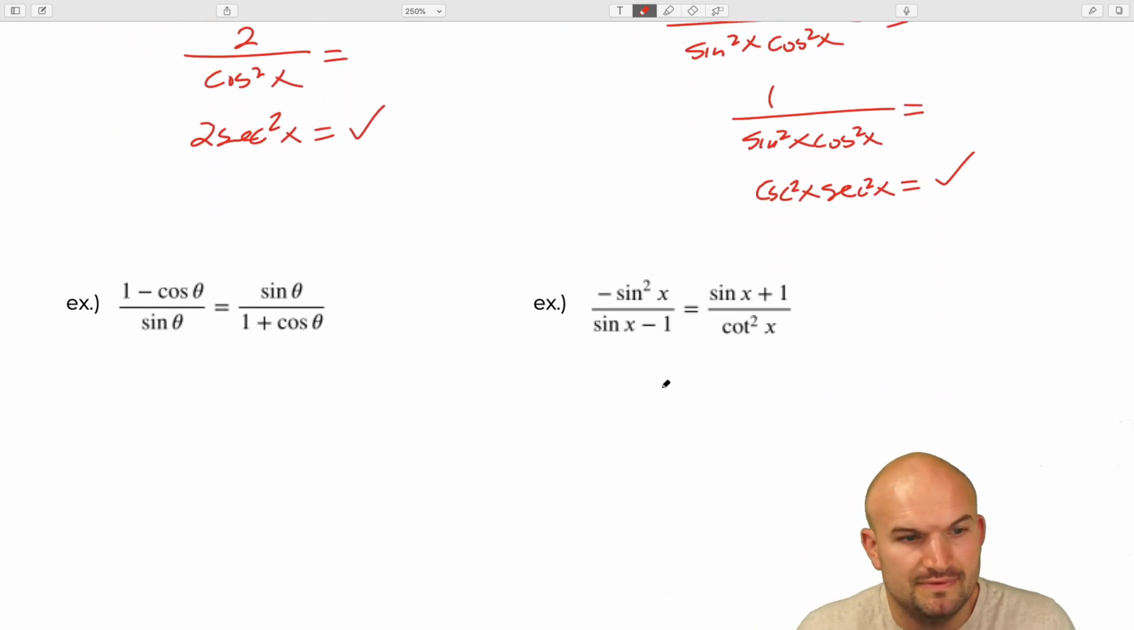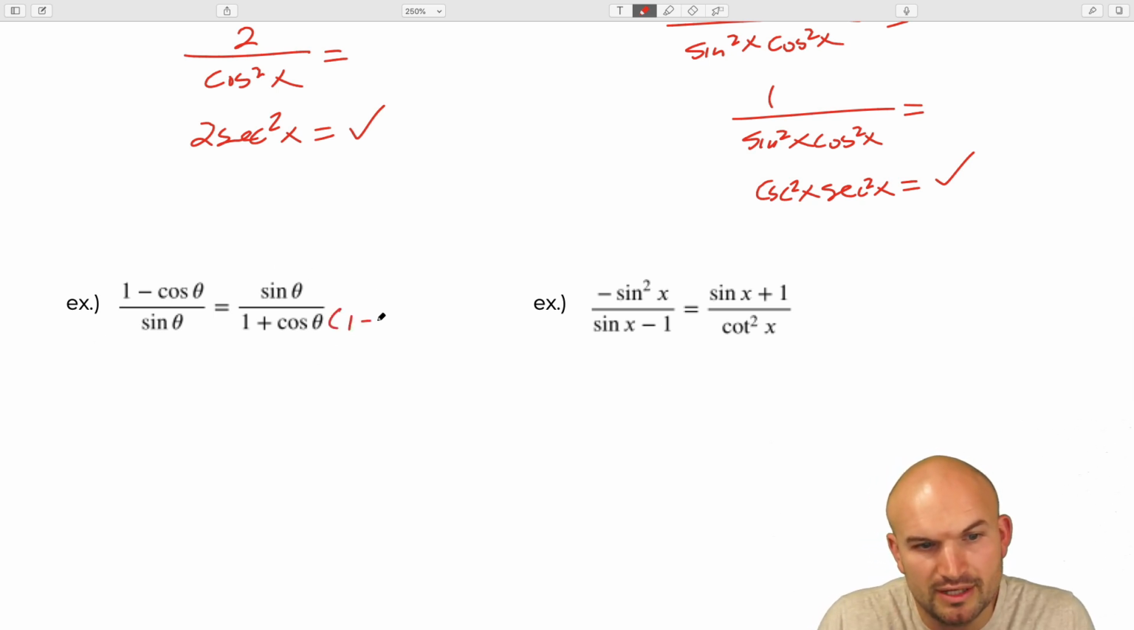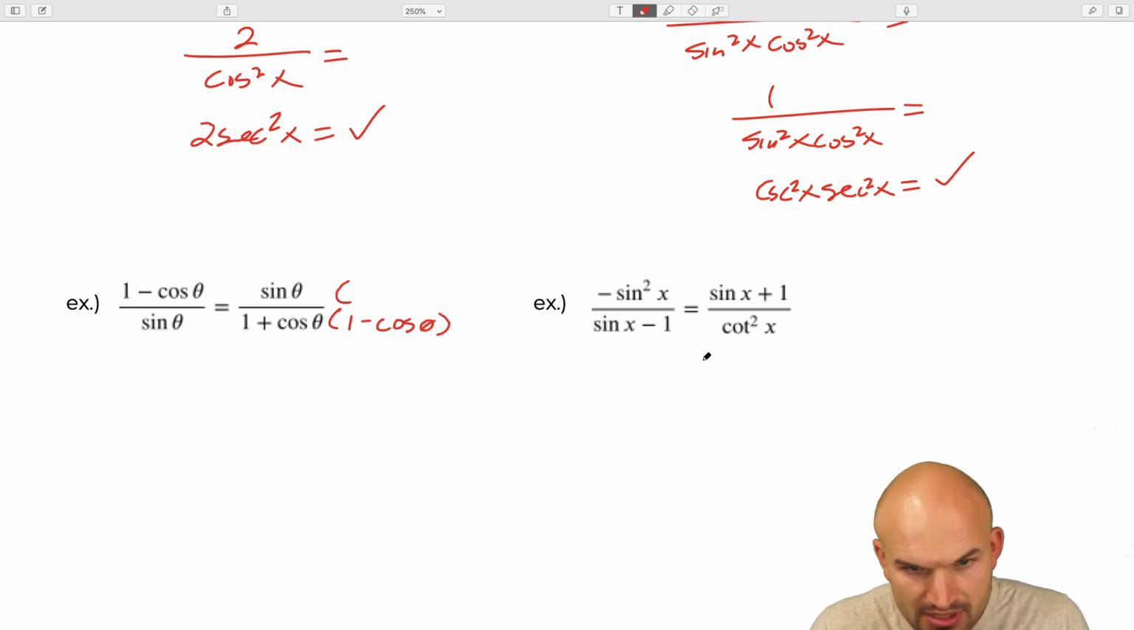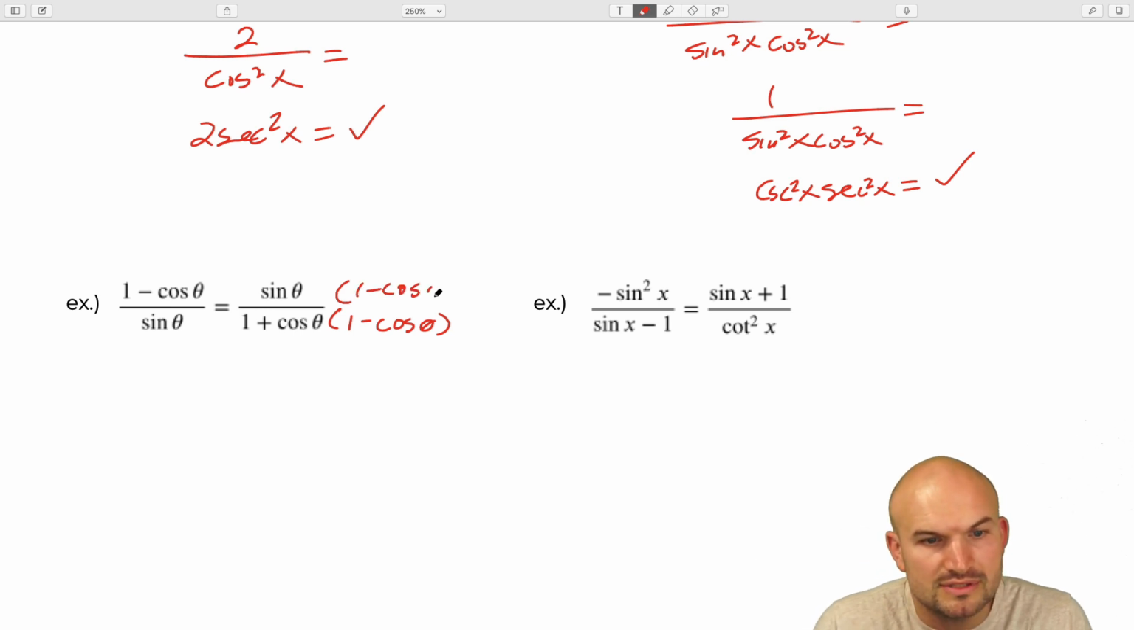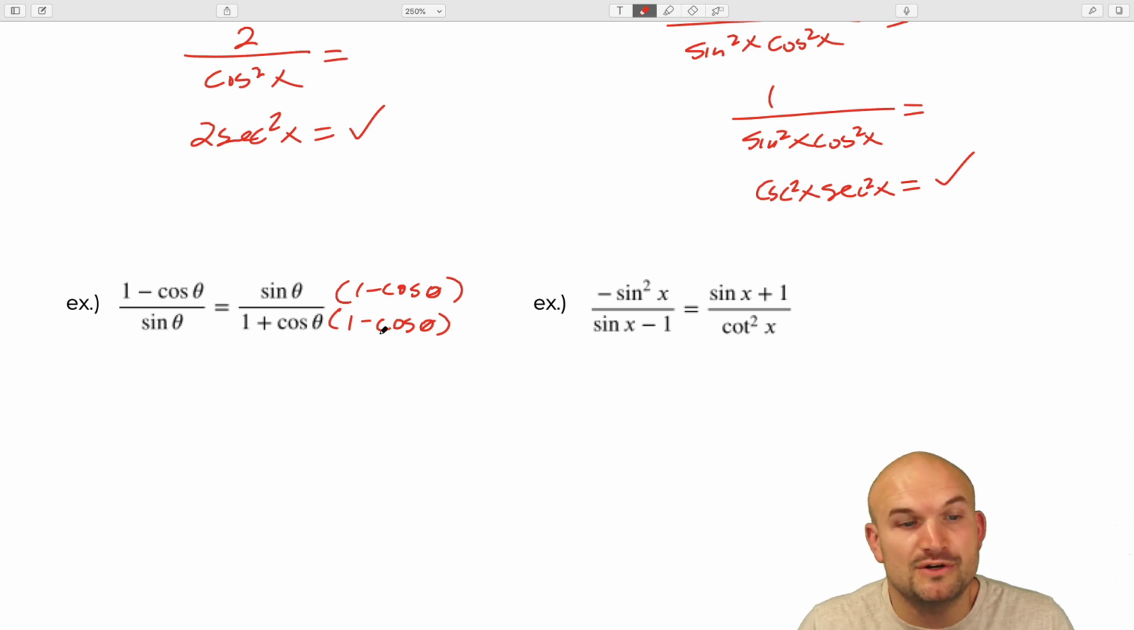All right, the next one. Now, a lot of times when you see these binomials, one thing I look at is, what happens if I multiply by the conjugate? And this is kind of important. If you multiply by 1 minus cosine of theta, when you multiply by 1 minus cosine, that's going to give you the 1 minus cosine of theta in the numerator. That's what we want, right?